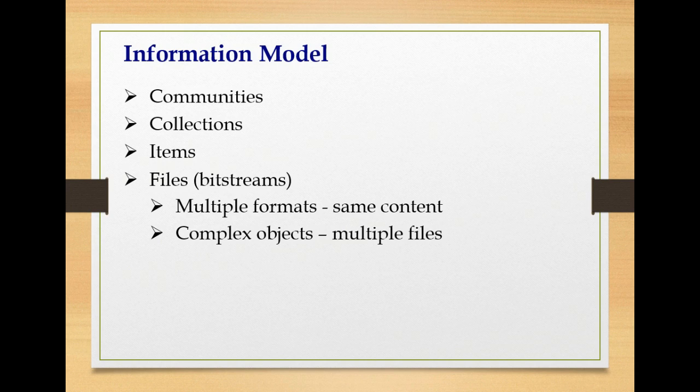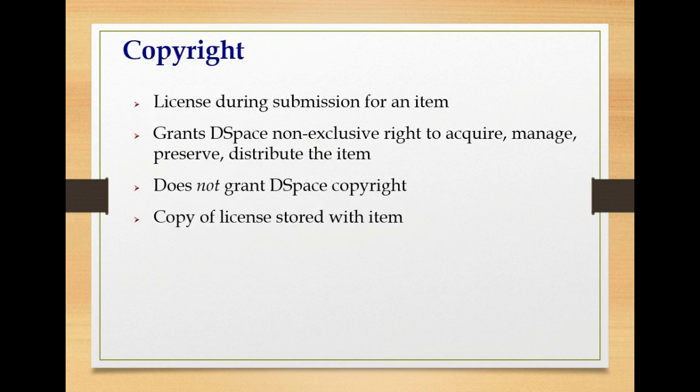Now the most important part is the copyright. Whatever document is submitted to the institutional repository being maintained with the help of DSpace, how does it work? A license during submission for an item, this is important, you have to decide. They grant DSpace non-exclusive right to acquire, manage, preserve, and distribute the item. It does not grant DSpace copyright. Whatever document is submitted, DSpace does not grant any copyright. And a copy of the license is stored with the item.